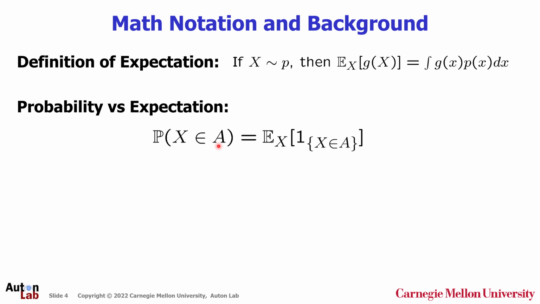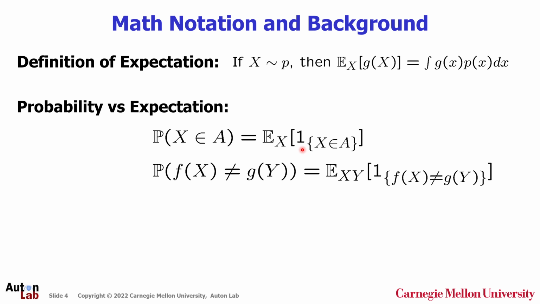Let capital A denote a set. Let this be a function, the so-called indicator function. It has value 1 when x is in set A and 0 otherwise. It's easy to prove that the probability that x is in set A equals the expected value of this indicator function. As a special case of this, we get the next property.